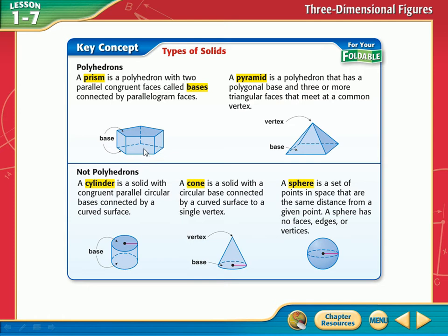What if it was a hexagon? What do you think we would call it? A hexagonal prism. Okay, a hexagonal prism. Same thing with pyramid. You could have a pyramid with a base of a triangle. You could have a triangular pyramid. Okay, and what's the difference between a triangular pyramid and another pyramid? Well, the base is a triangle.